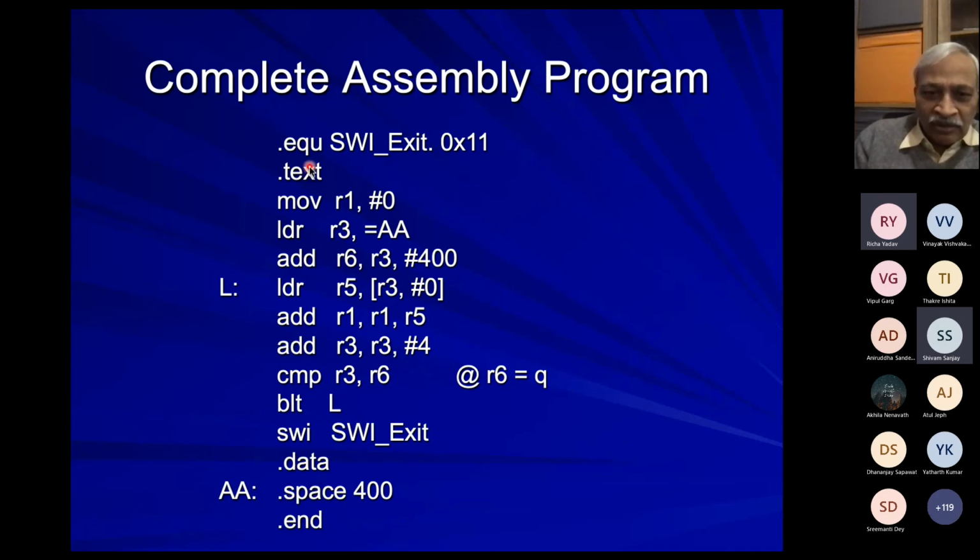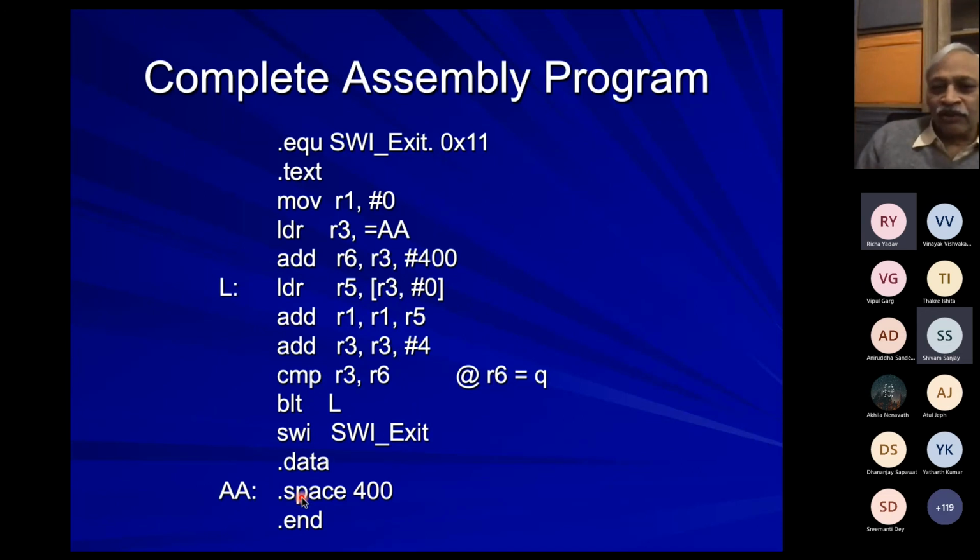You would notice here I have brought in something which looks like an instruction, but there is a dot preceding those: dot eq, dot text, dot data, dot space, dot n. These are assembler directives. These are not executable instructions. These are sort of commands to the assembler to do something. So dot text specifies that the code is beginning here. Dot data specifies that data is beginning here.